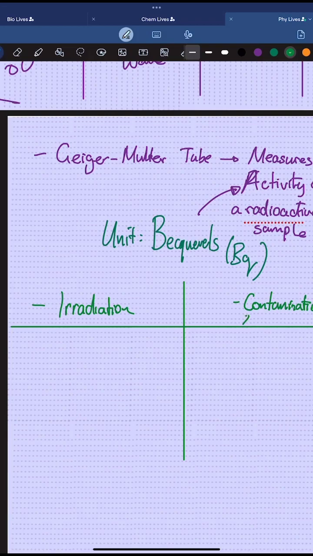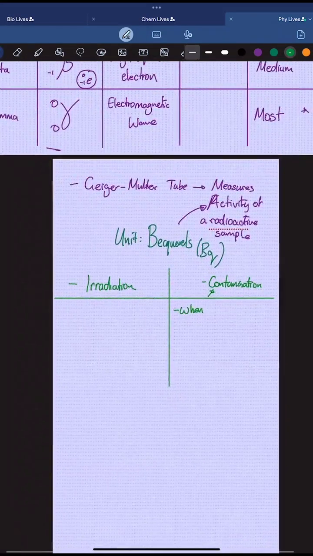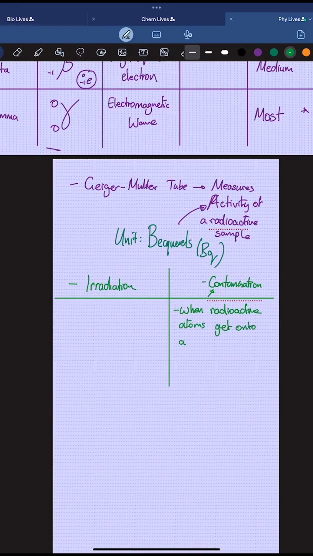Contamination is when the atoms of the radioactive source actually get onto you. You could either get it on your skin, or you could accidentally inhale it or eat it, just single atoms of something that's radioactive. So contamination, we can say, is when radioactive atoms get onto an object. We'll say that object is contaminated.